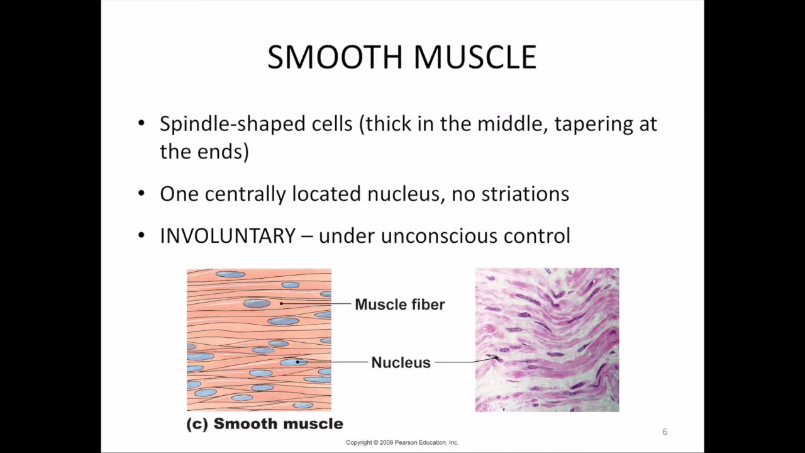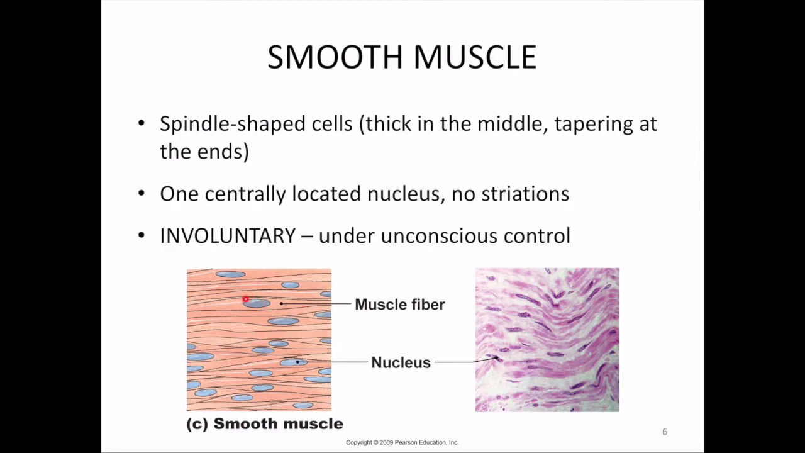First of all, they tend to be spindle-shaped. That's best exemplified in this illustration over here. When we talk about spindle shape, we're referring to the fact that these are very elongated cells with a very thick middle and then a tapering at the end. So they're showing this spindle-shaped cell over here.